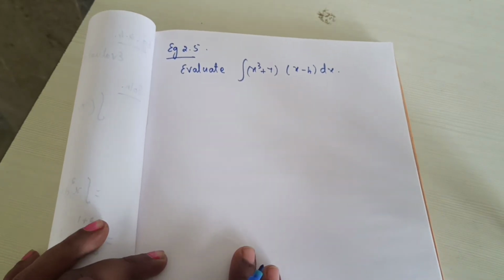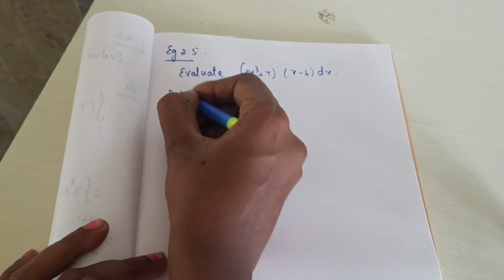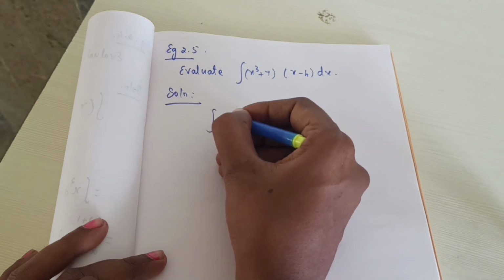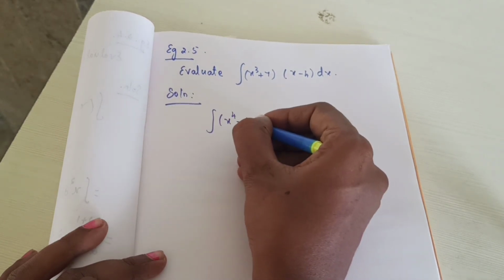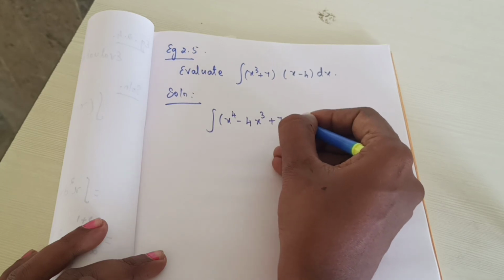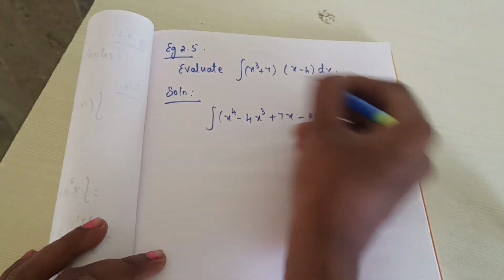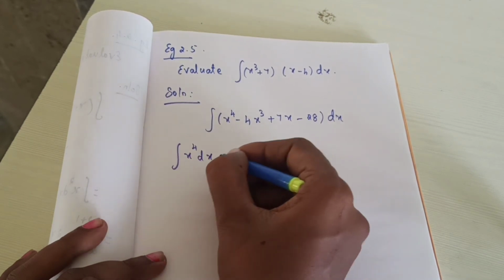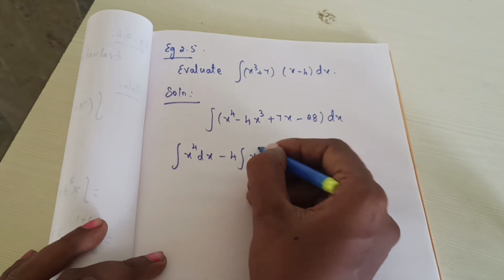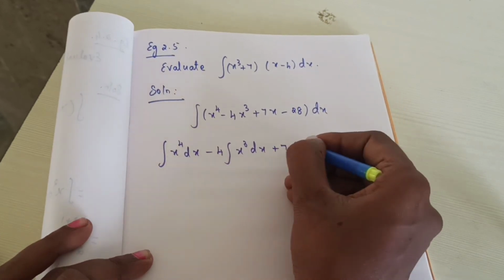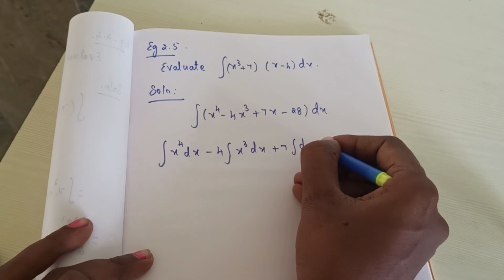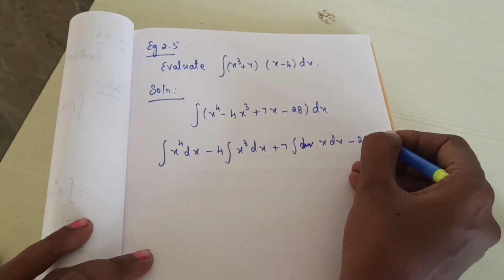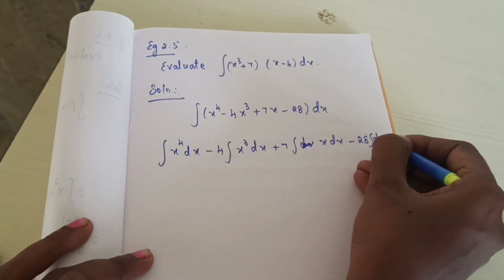Evaluate the integral of (x cube plus 1)(7x minus 4)... Okay. Solution. First we are going to multiply this with this one. So what will happen? x power 4, then minus 4x cube, then plus 7x minus 28 dx. Just I multiplied the two terms. Okay. Now split it. Integral of x power 4 dx minus 4 into constant outside, so x cube dx, then plus 7 into integral of x dx, then minus 28 integral of dx.